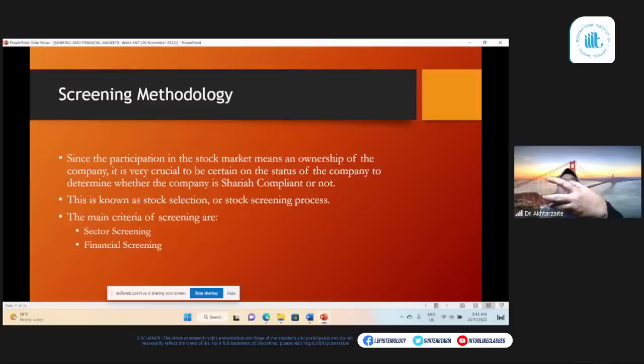Since your participation in the stock market means ownership, because when we buy the shares we become the owner, we must be very careful. We only buy shares which are Sharia compliant. Therefore, the process to determine whether the company is Sharia compliant or not is known as stock selection or stock screening. The main criteria for screening: we look into the sector screening, or the nashatat, the business activities of the company. If the business of the company is non-Sharia compliant, then the whole stock will be non-Sharia compliant.